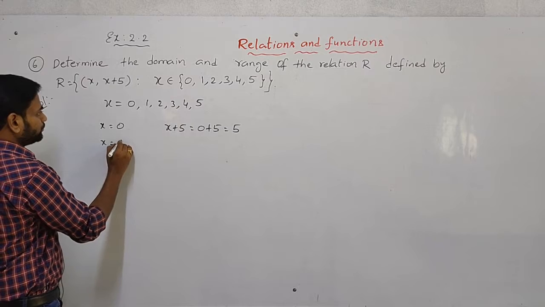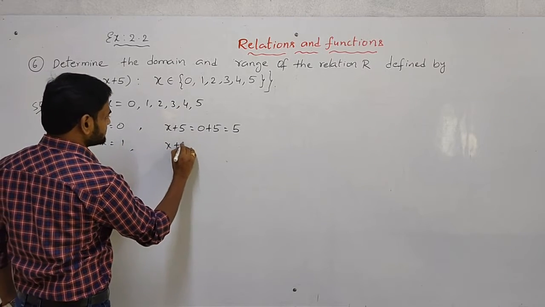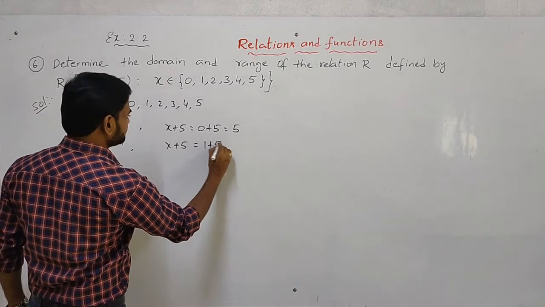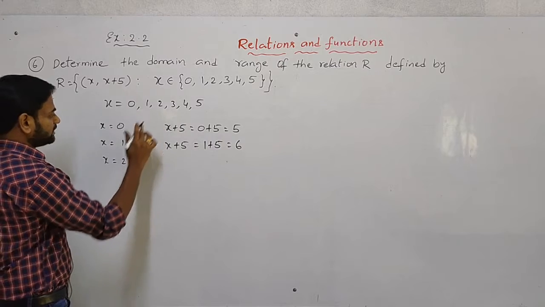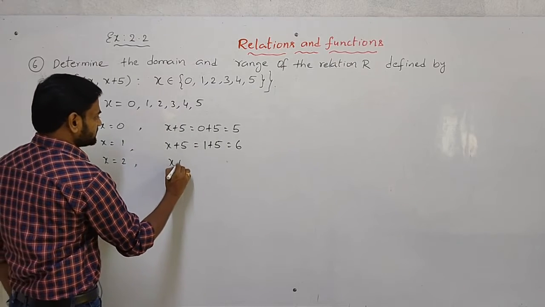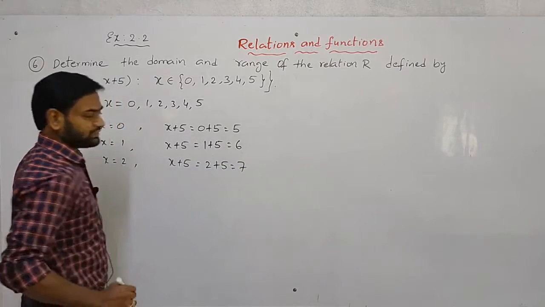x equal to 1. Then what is x plus 5? That is 1 plus 5, that is 6. Next, x equal to 2, next value. So x plus 5 is equal to 2 plus 5, that is 7.